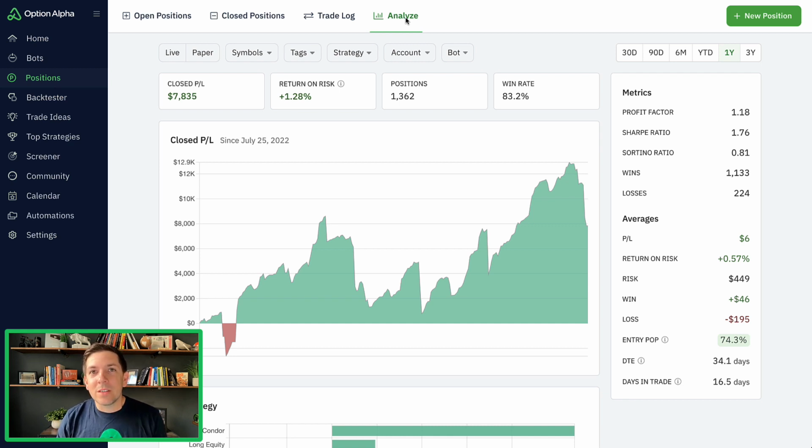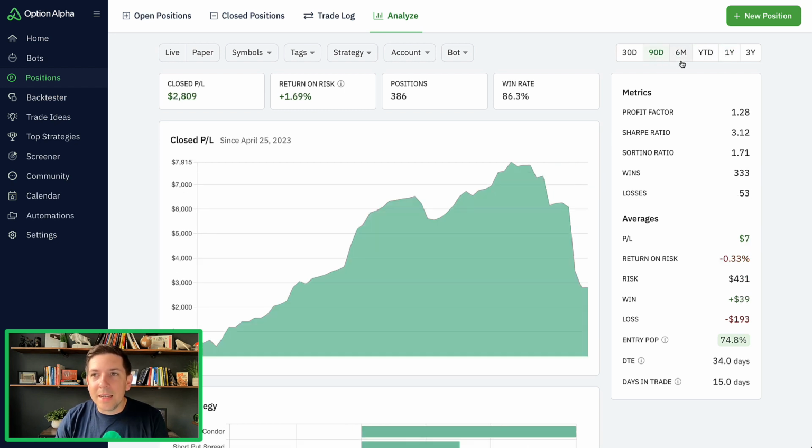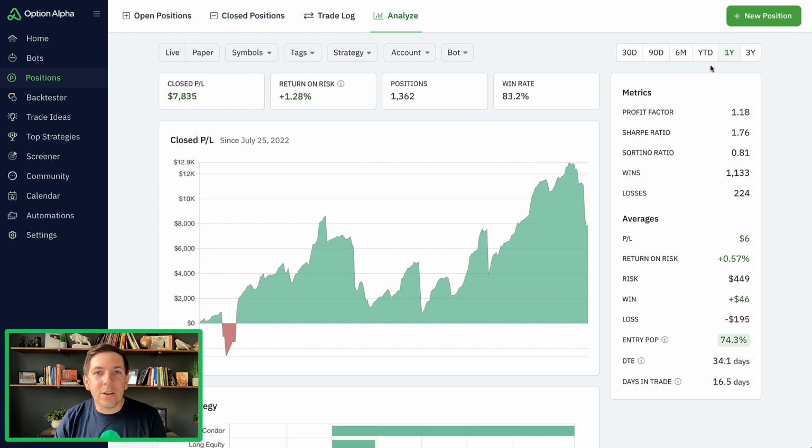Now we've integrated this, of course, with bots and with the ability to include tags and exclude tags, as well as different symbols. So you really have so much control and power at your fingertips to do whatever type of analysis you want. Now here's how it works. Inside of here, you can of course go through different days or timelines like 6 months, 90 days, year to date, 1 year, 3 years, etc.